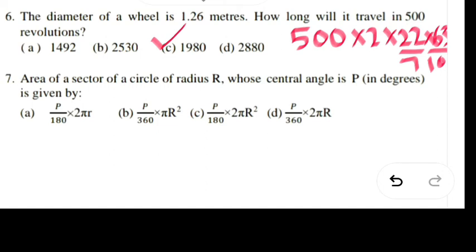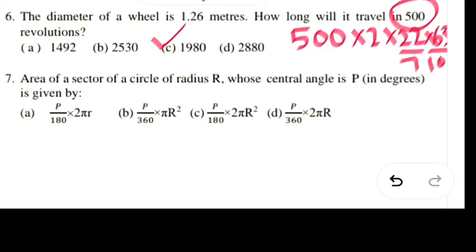that is 2 pi r. Since there are 500 revolutions, what is the distance traveled in 500 revolutions? 500 into 2 pi r. Okay, here the diameter is 1.26, meaning radius is 0.63. If you want, you can write 0.63 in decimal as 63 by 100. So 500 into 2 into 22 by 7 into 63 by 100. And if you simplify this, you will get 1980. So option C is the correct option.